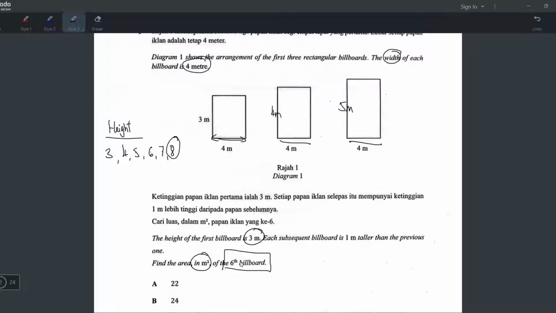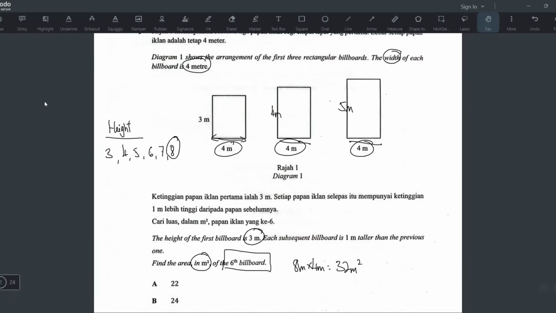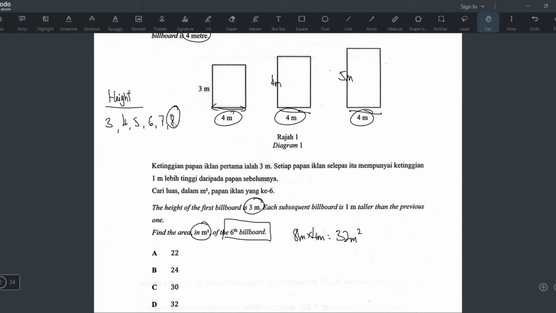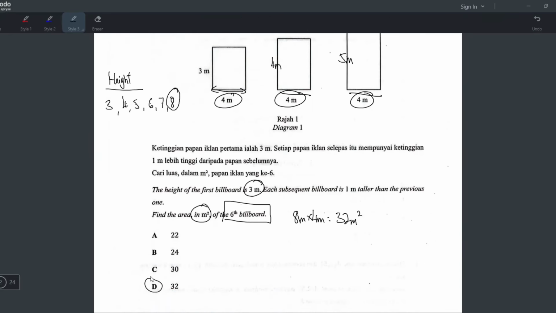But they want the area, and the width for all the billboards is the same, 4 meter. So the answer is 8 meter times 4 meter, which is 32 meter square. Just take the height of the sixth billboard times 4, then you get the answer. This is quite easy. The answer is D.